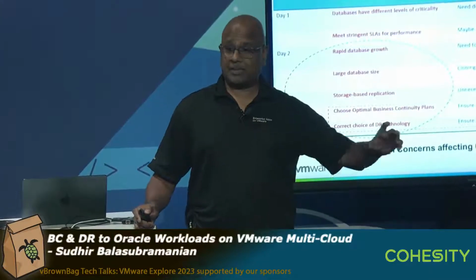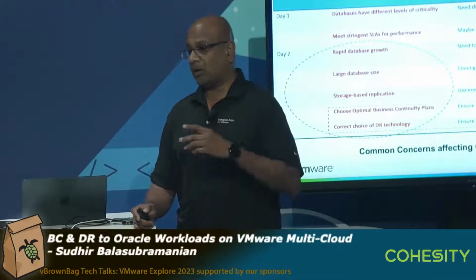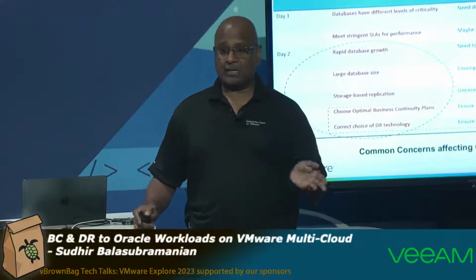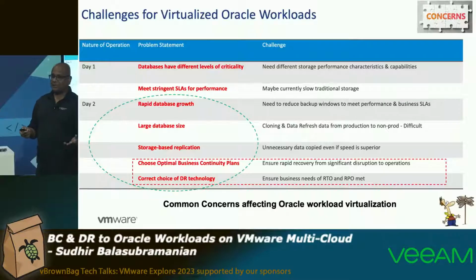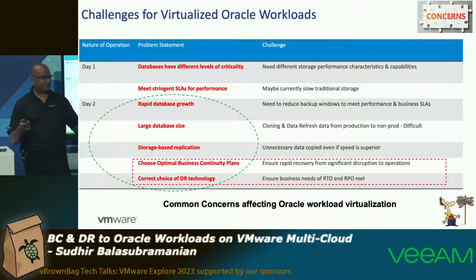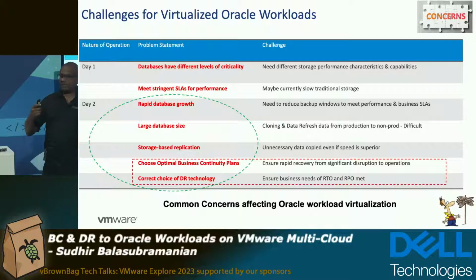So what happens? The backup that worked probably a year and a half ago may not work now. Your business continuity will not be able to keep up, so there are challenges with that. At some point, when you use Oracle RMAN, the Recovery Manager, it will break based on the change rate. Then we start talking about storage-based replication, correct?